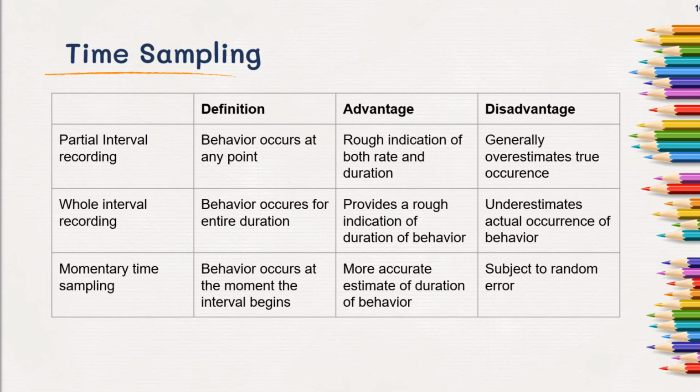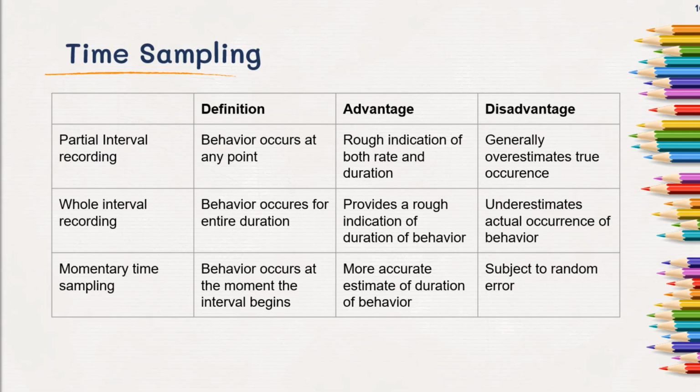For this one, you mark down when the behavior occurs at any point. The advantage of this method is that you get a rough indication of both rate and duration, but a disadvantage is that it generally overestimates the true occurrence of the behavior.